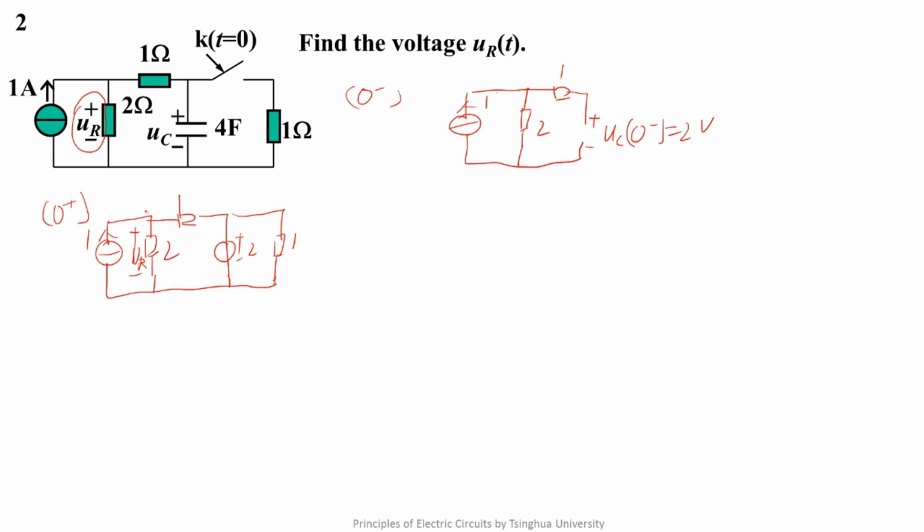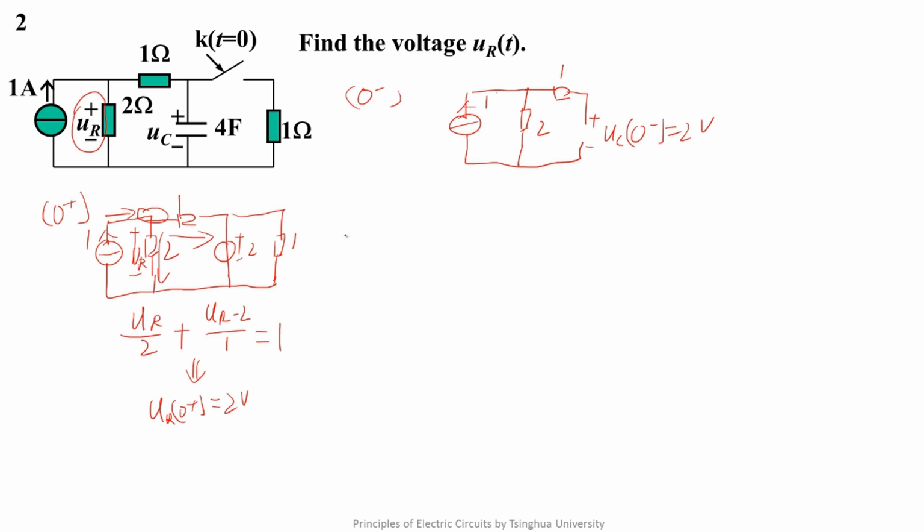This is a resistive circuit. Mark UR. By applying KCL on this node, we find UR over 2 plus (UR minus 2) over 1 equals 1. This current flows in this direction, this current flows in this direction, and this current flows in this direction. By solving the equation, we got UR(0+) equals 2 volts.